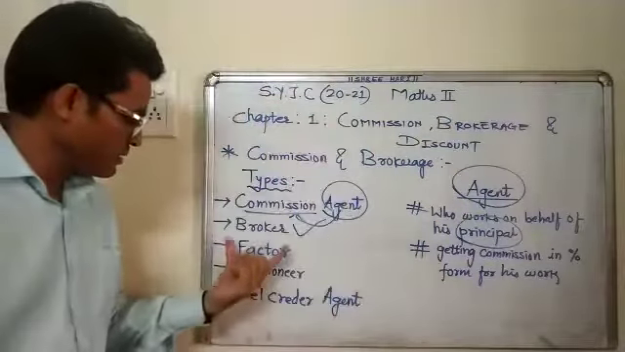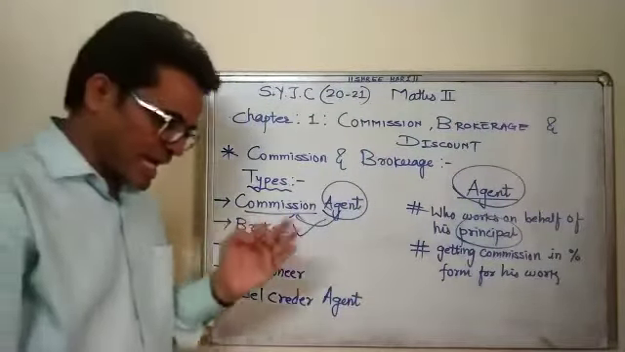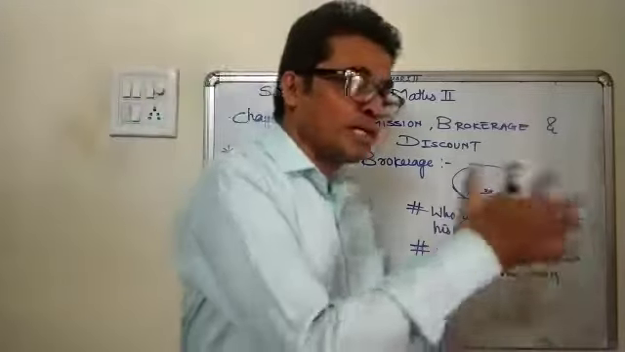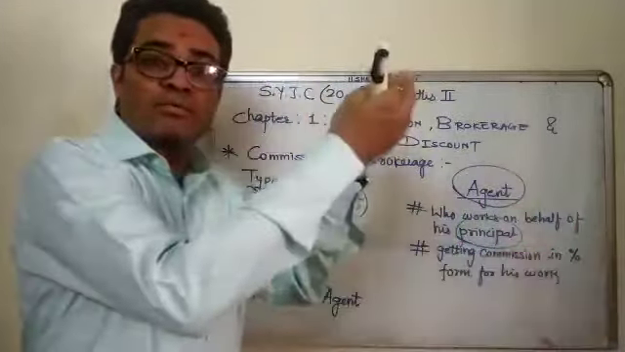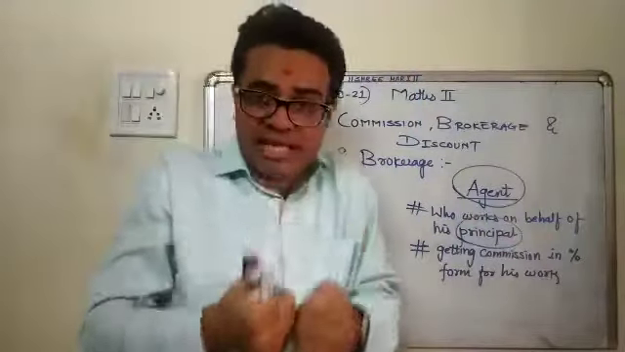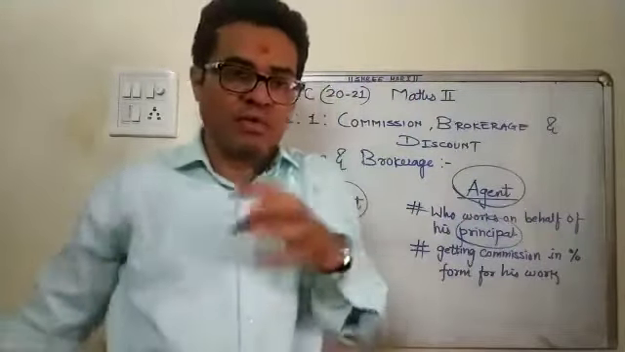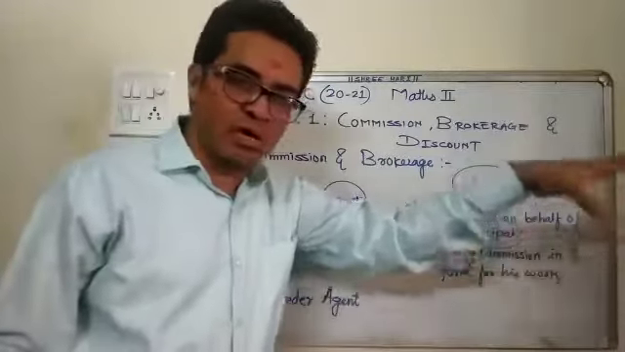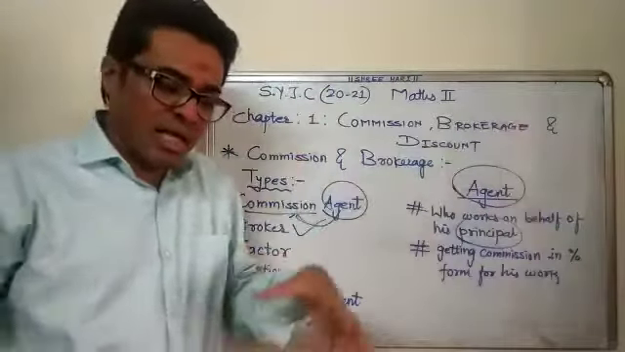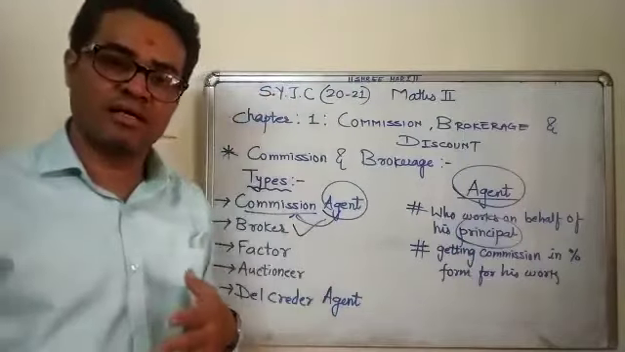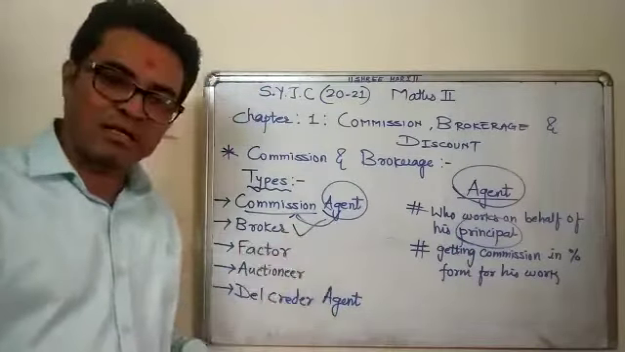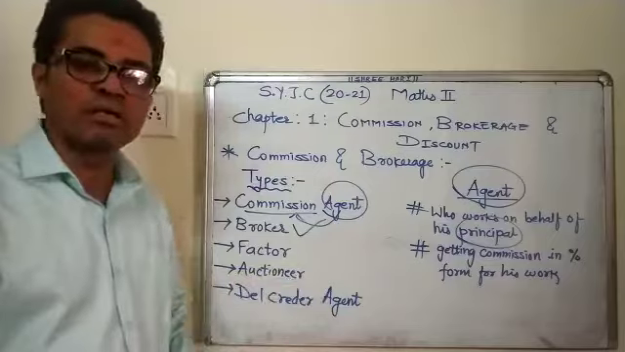Third one, factor. A factor is an agent who purchases, meaning a factor buys a product from one party and sells it to another party. So he will already buy the product from one party and sell that product to a third party, meaning another party. He is a factor.